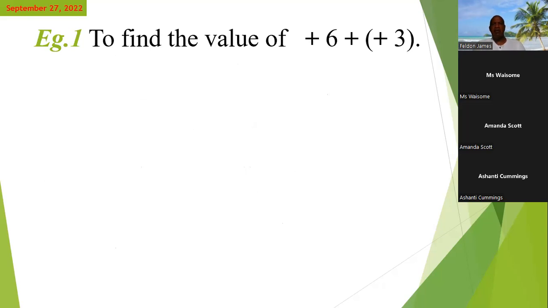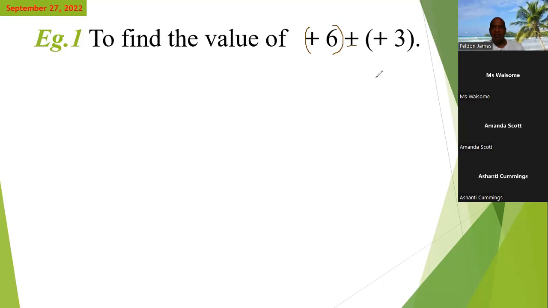All right, here we have 2 numbers being added. Now, this might seem a little confusing for some of you, but what we did was to attach a sign to the numbers. So for positive 6, we just put a plus sign in front of it. And for positive 3, we also put a plus sign in front of it. Now, the plus sign in the middle would be the operation. So you're actually adding 2 positives.